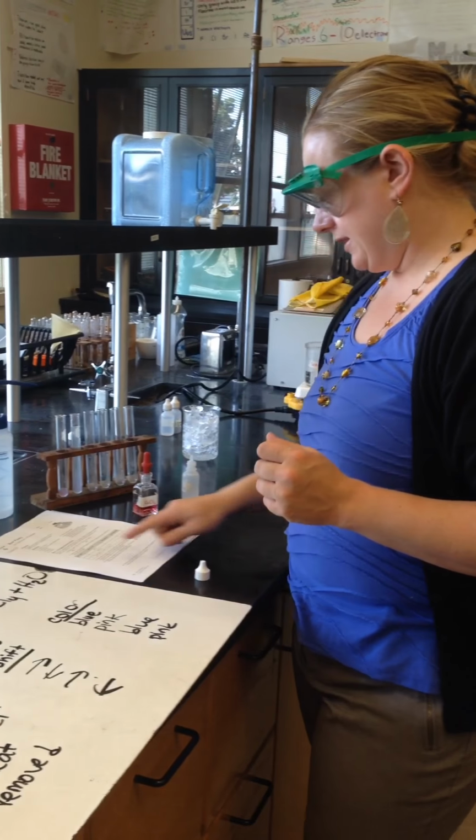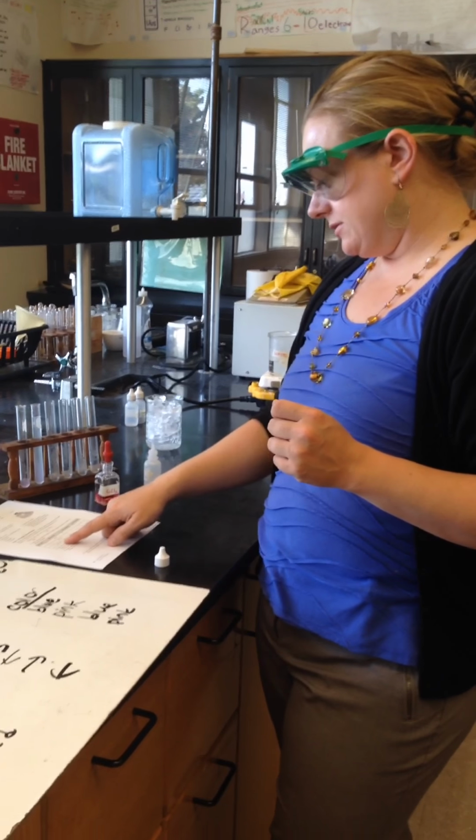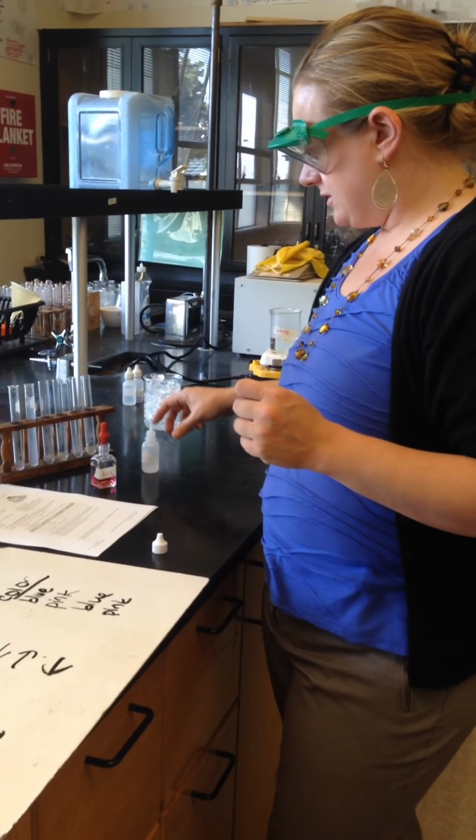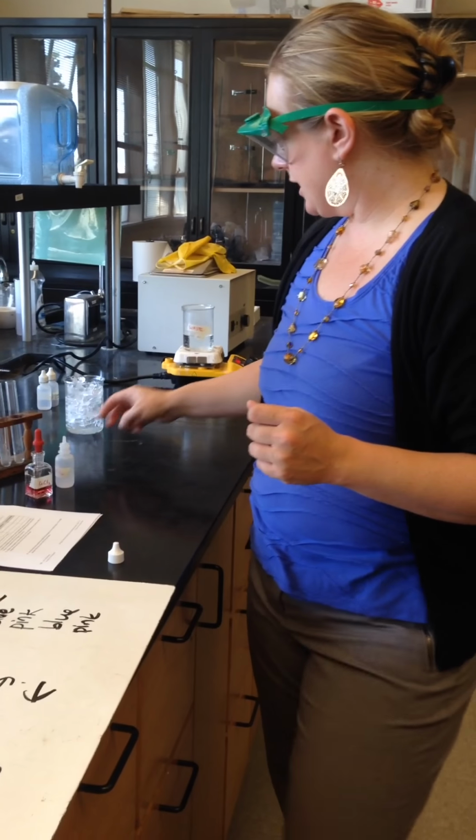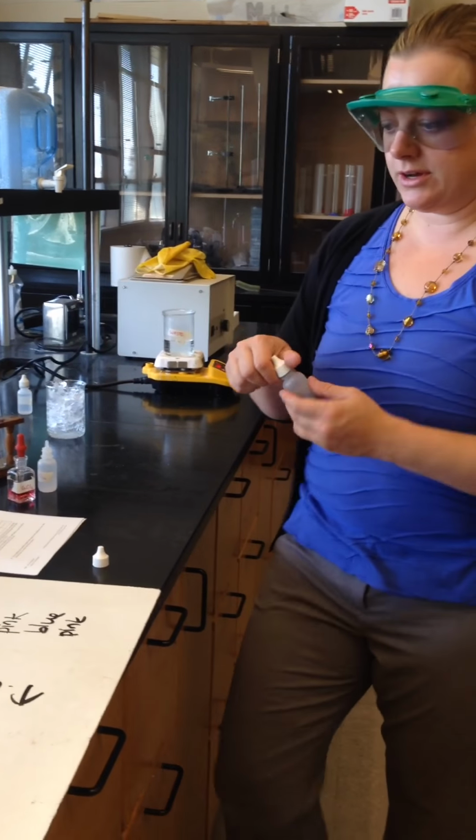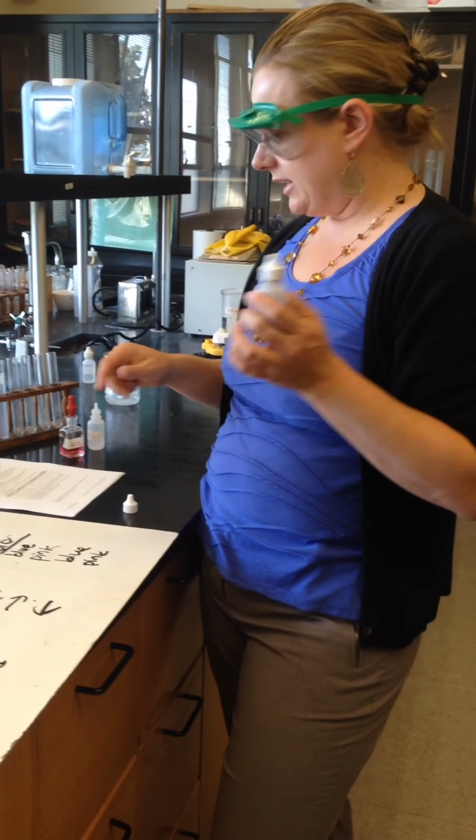Okay, and then the last one we're going to do is add silver nitrate. So silver nitrate is an electron hog. So it's going to grab on to those chlorine.